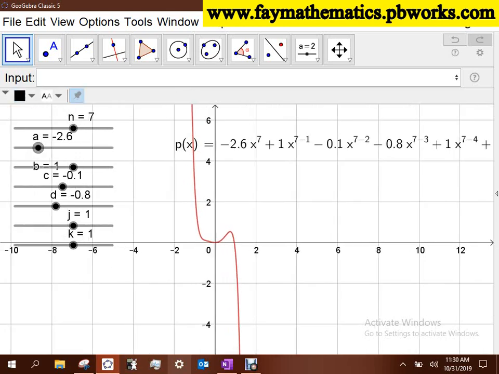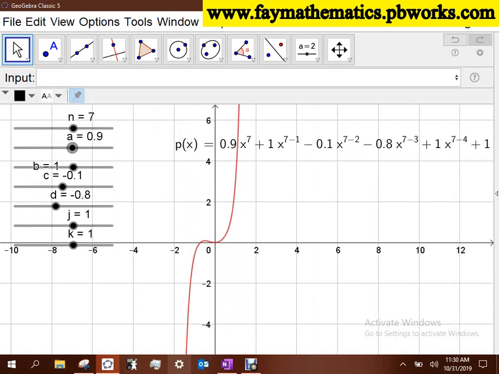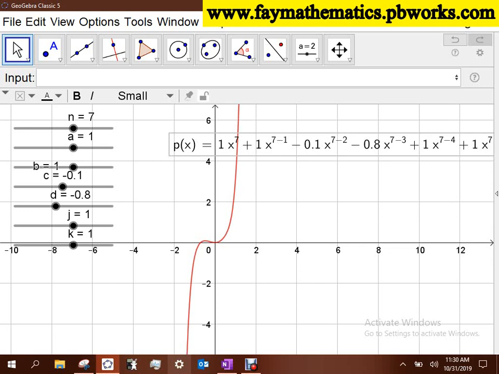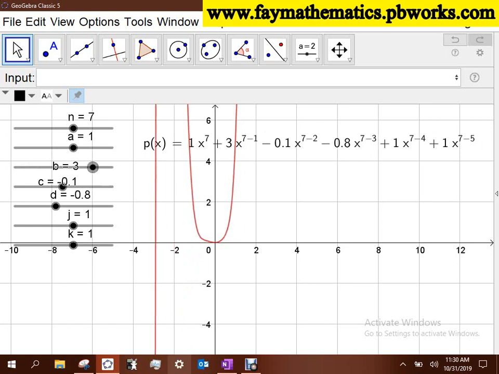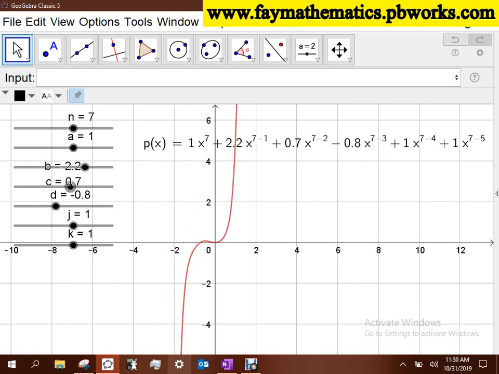But this is, let's make the a value positive. Okay, so let's make just the a value 1. That's x to the 7th, right? Now, all these other things are kind of ugly, but is that the same end behavior that x to the 3rd has? Okay. Now, I'm going to mess around with the b value, the c value. See if we can get this thing to do some weird things here.